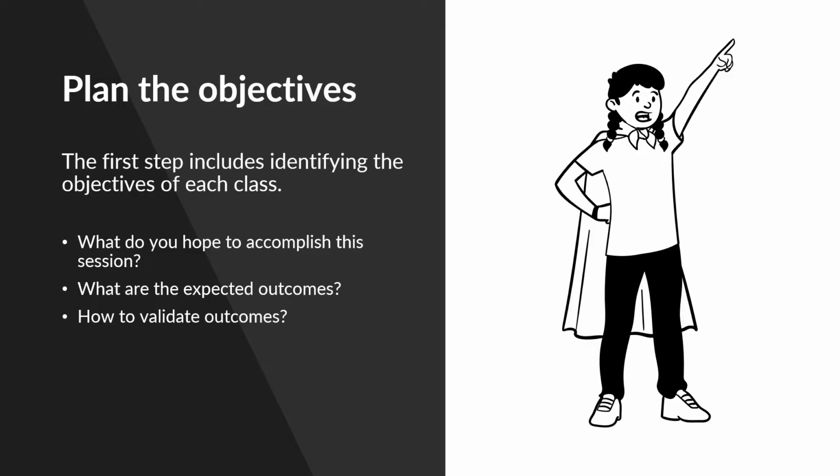So obviously the first step of our lesson plan is going to be figuring out what we're going to do today. So it means we're going to basically identify the objectives of each class. We want to figure out what we hope to accomplish in the session. We're going to try to identify the outcomes that we're going to deliver. And then we want to figure out how we're going to confirm that those outcomes were actually successfully delivered.